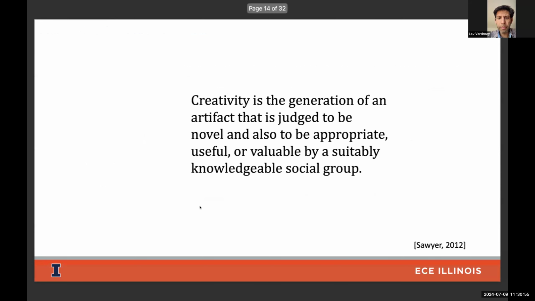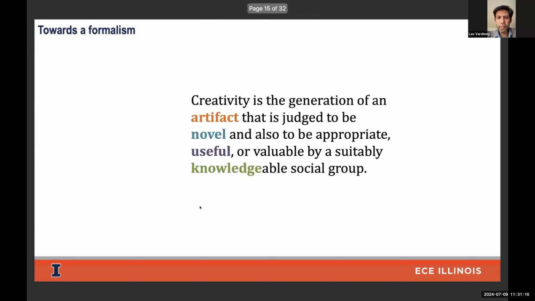So let's try to do something similar for creativity. Creativity, as per psychologists of creativity, is said to be the generation of an artifact that's judged to be novel, and also to be appropriate, useful, or valuable by a suitably knowledgeable social group. So how can we try to mathematize this?